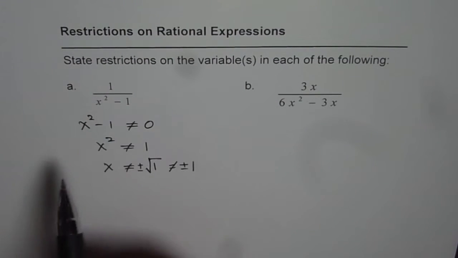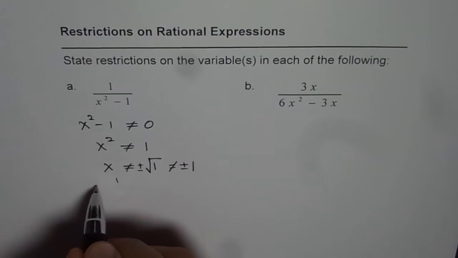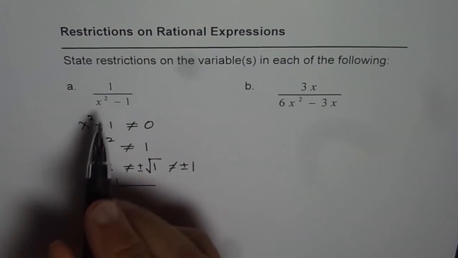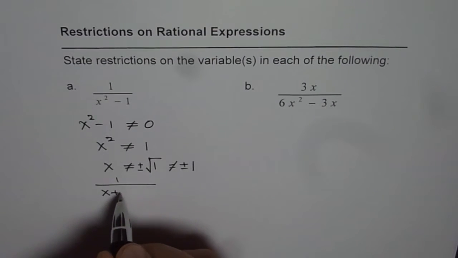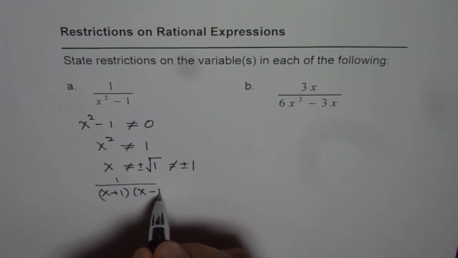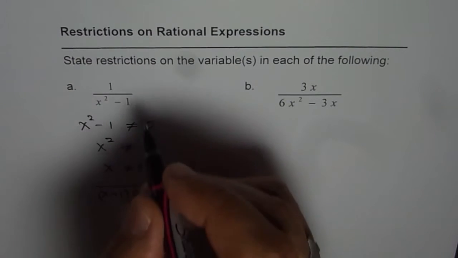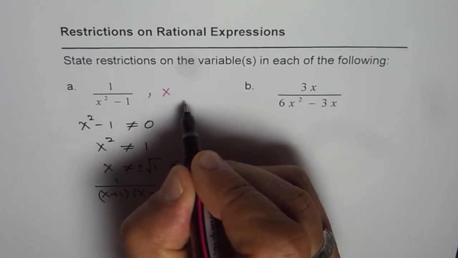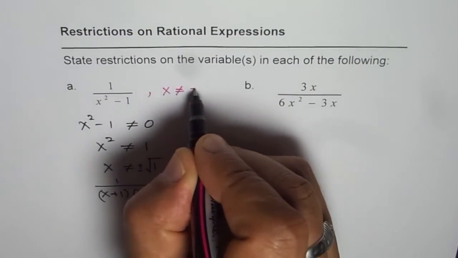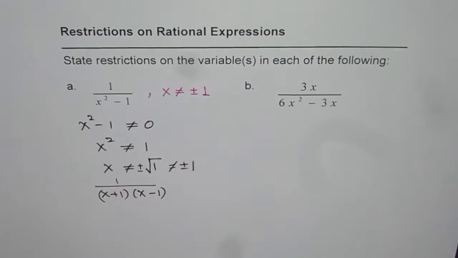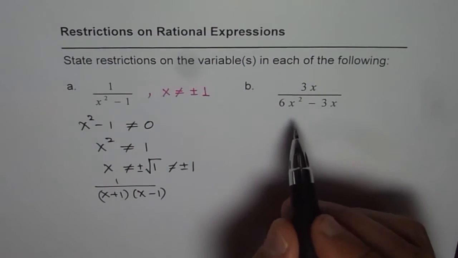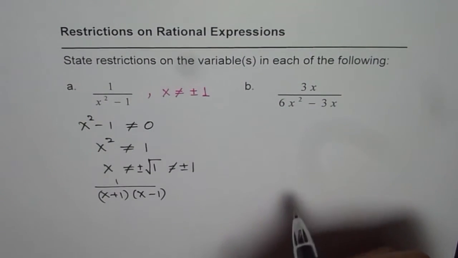Now you could have factored this also. In that case, you could have written 1 over x squared minus 1 as 1 over x plus 1 times x minus 1, right? Now from here it is very clear that x should not be equal to minus 1 or x should not be equal to plus 1. So these are the two restrictions on the given expression. So we can write here that x belongs to real numbers, but it is not equal to plus and minus 1. Now let's do the next question, which is 3x over 6x squared minus 3x.